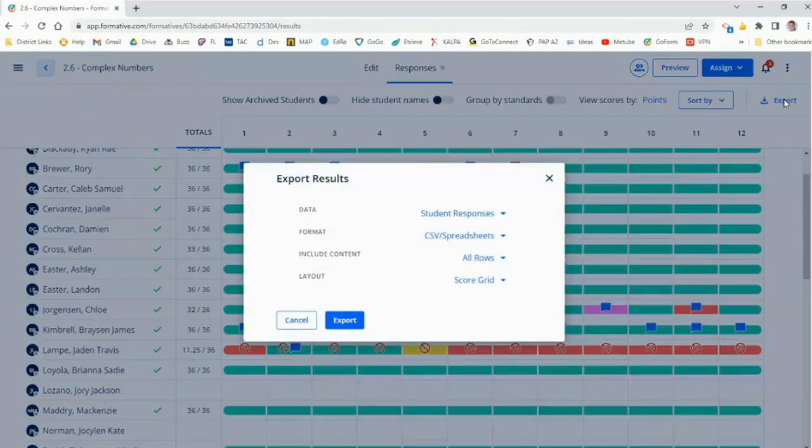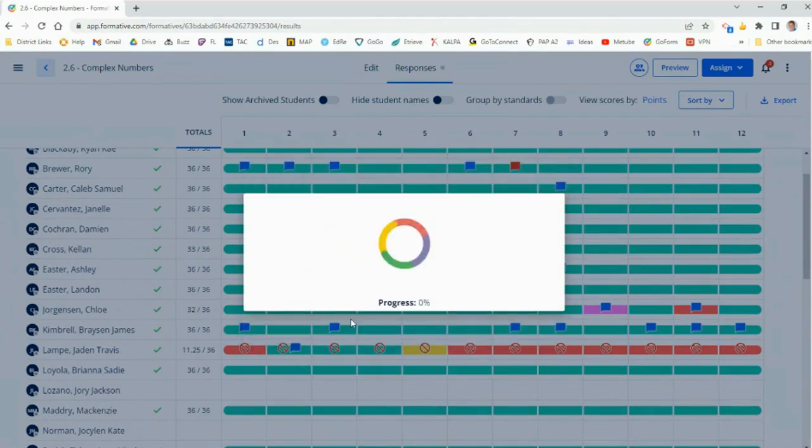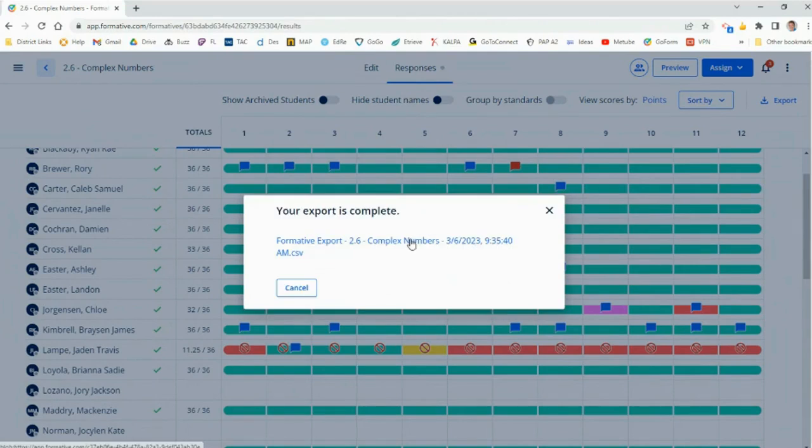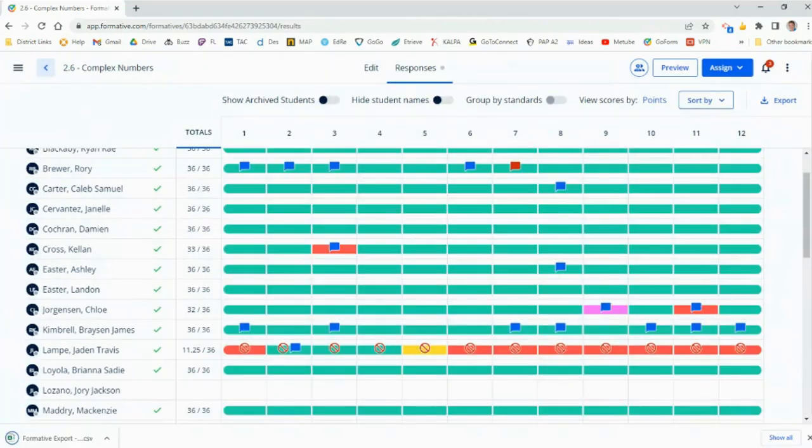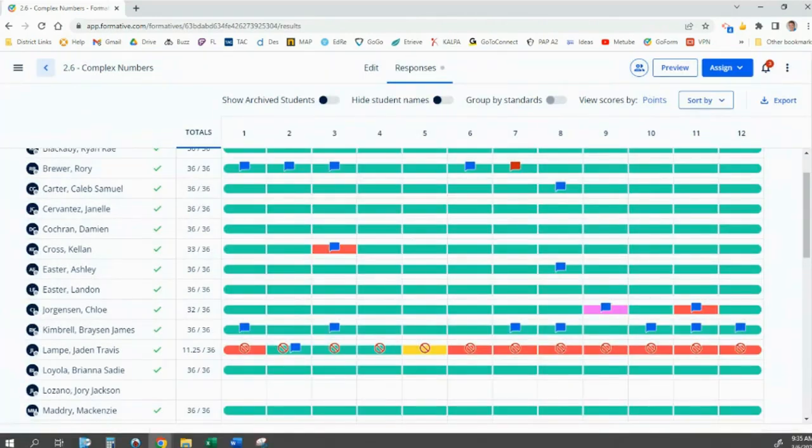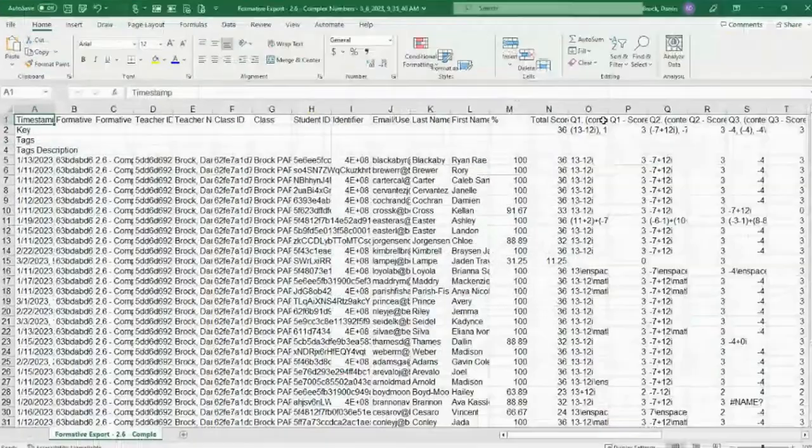If I export this as a score grid, let's do that first. Student responses, spreadsheet, all rows. I'll do the export. It'll pull it up for me. I'll open it. And here is the export.